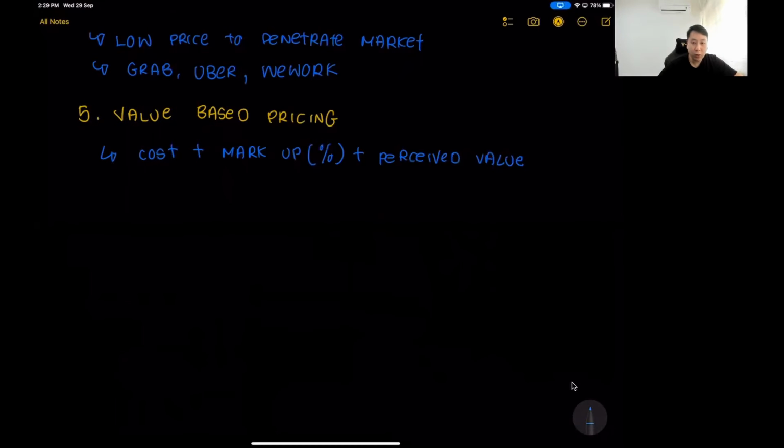So basically you want to make sure that you're not competing based on price. You are competing based on what you are value adding to your customers. Very, very important: if you want to charge a premium, you need to communicate why your product is different.